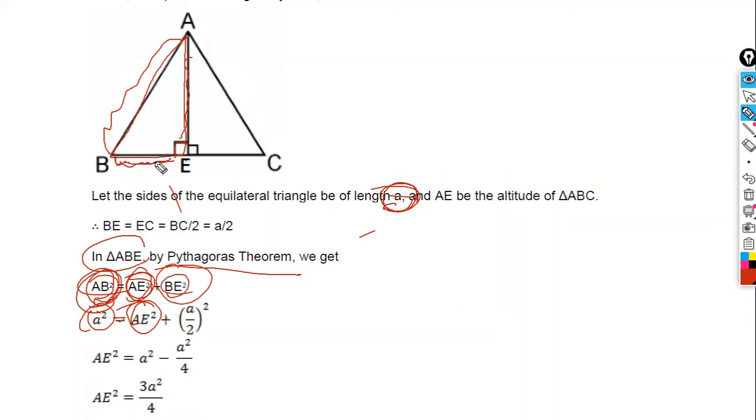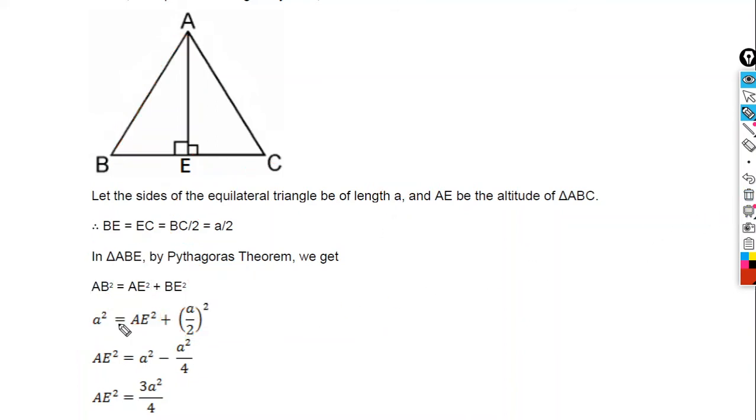Let's find BE. What will be the length of BE? BE will be 1 by 2 of BC, isn't it? Because AE is the altitude. Therefore, BE will be 1 by 2 of BC, so 1 by 2 of BC will be equal to A by 2. So instead of BE square, we can write A by 2 whole square. Now we have got A square equal to AE square plus A by 2 whole square.